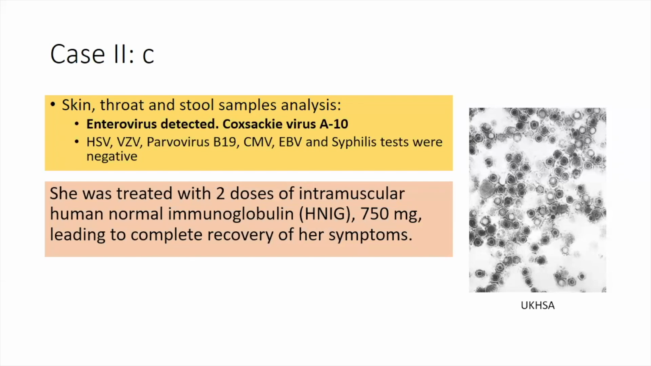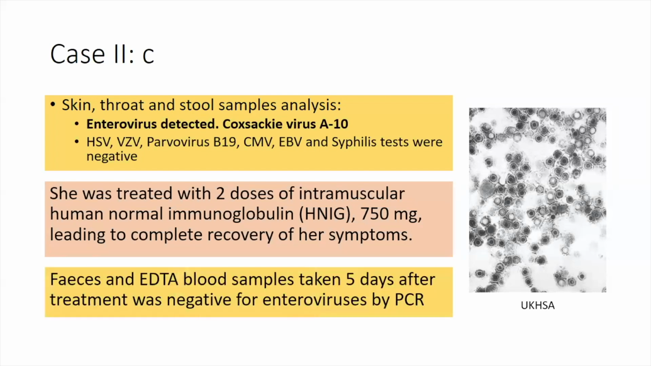Her rashes improved within a few days, and actually a week after the last dose, her blood as well as her feces were both negative for the enterovirus RNA, because we found the virus in her feces as well. Of course, it's an enterovirus.